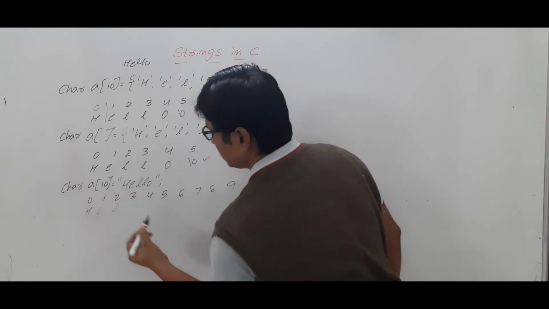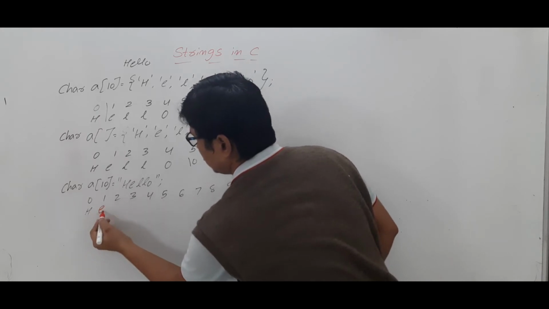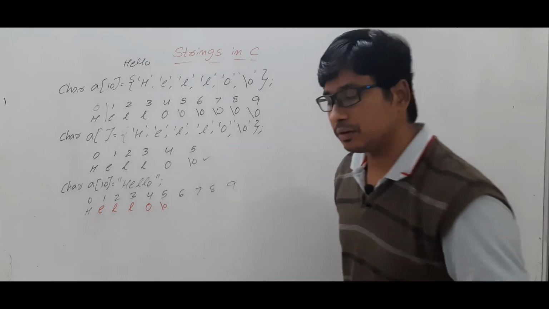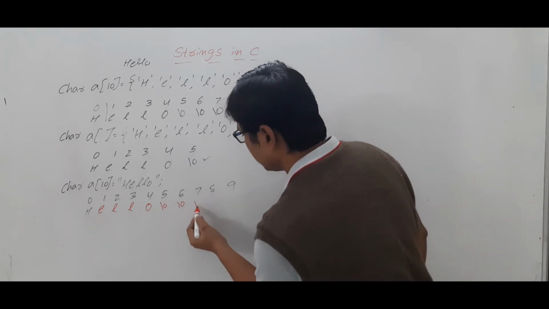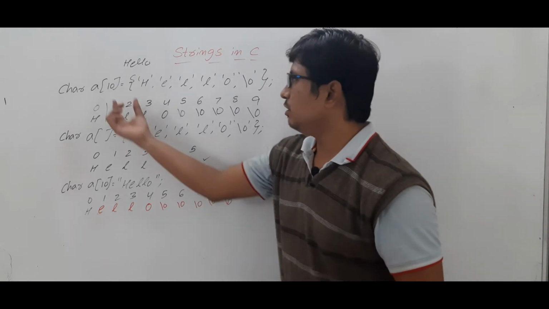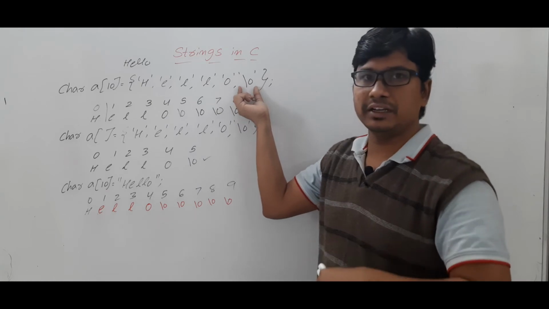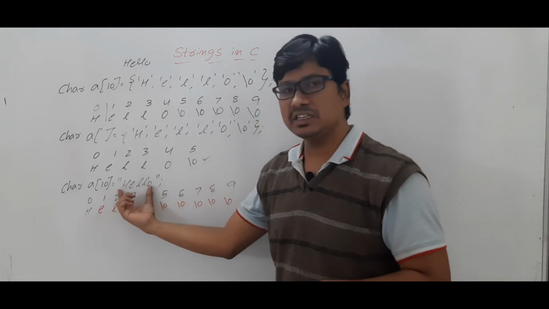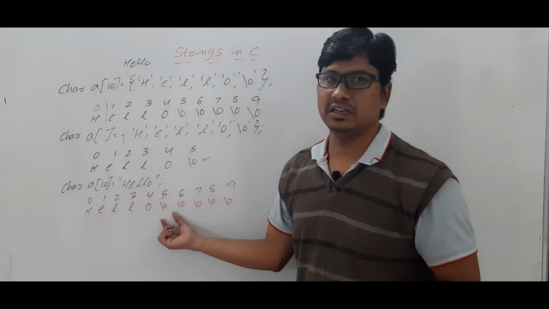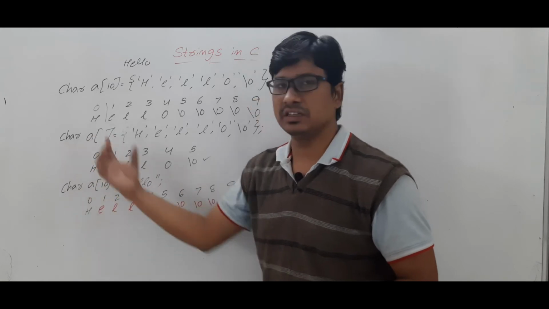E, L, I hope it is not visible. Let me use the red pen. E, L, L, O, backslash 0 will be included by the compiler and the remaining one will be the backslash 0. Okay, so remember one thing. If you are storing the string as a collection of characters, then you need to write the backslash 0. If you are initializing it or if you are storing it as a string, then the compiler will include the backslash 0. The same thing you can use like this also without specifying the size also.